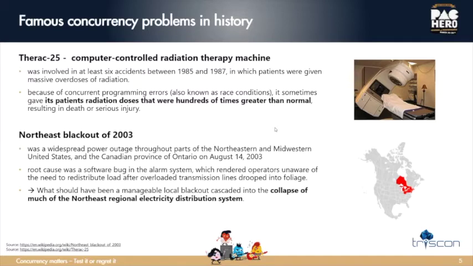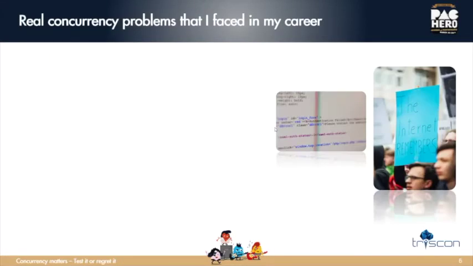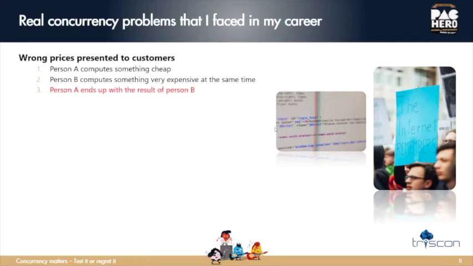Now you can say, well, this is like 20 years ago, but there are recent cases. I brought some from my career, and today I actually want to invite you to share your stories as well. Of course, we don't need to name customers or applications, but what I faced in my career already is that prices were wrongly computed, meaning that person A is computing something that is cheap in some software. In the meantime, almost simultaneously, person B is computing something very expensive. And suddenly person A is receiving a huge price, which he didn't expect and shouldn't.